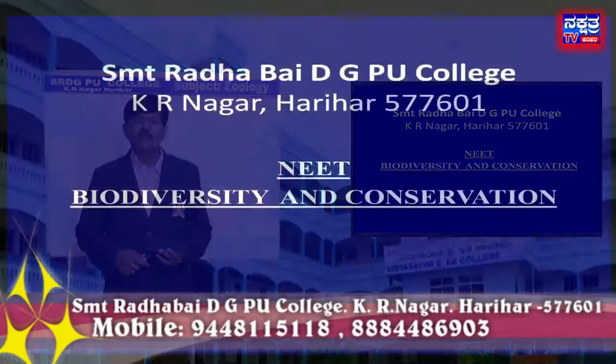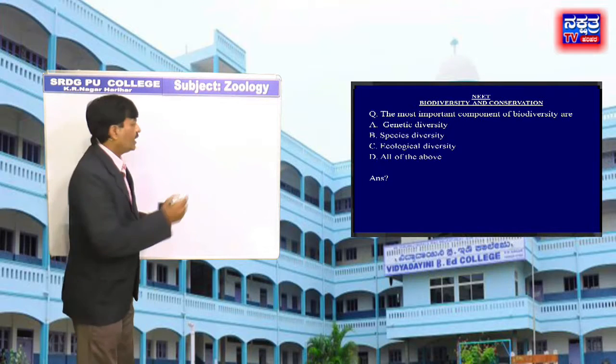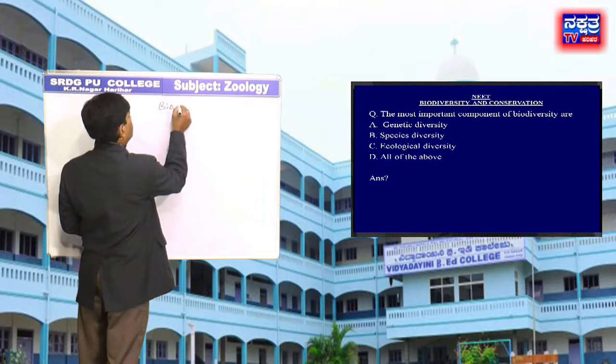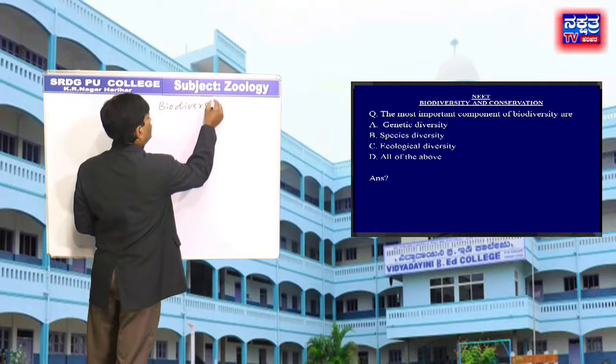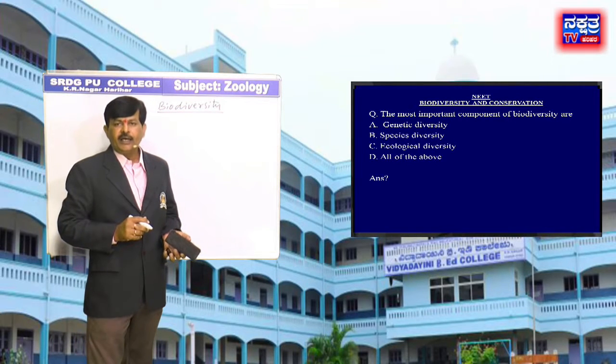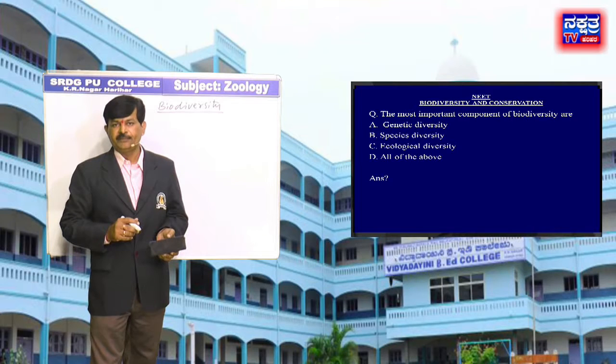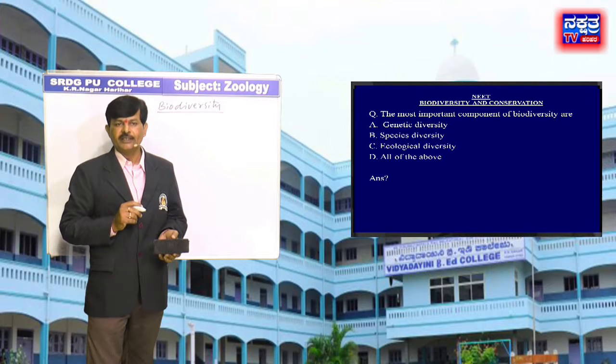The first question on this chapter is: the most important components of biodiversity are option A, genetic diversity, B, species diversity, C, ecological diversity, D, all of the above. Biodiversity is the variety of plant and animal life in the world or in a particular habitat.